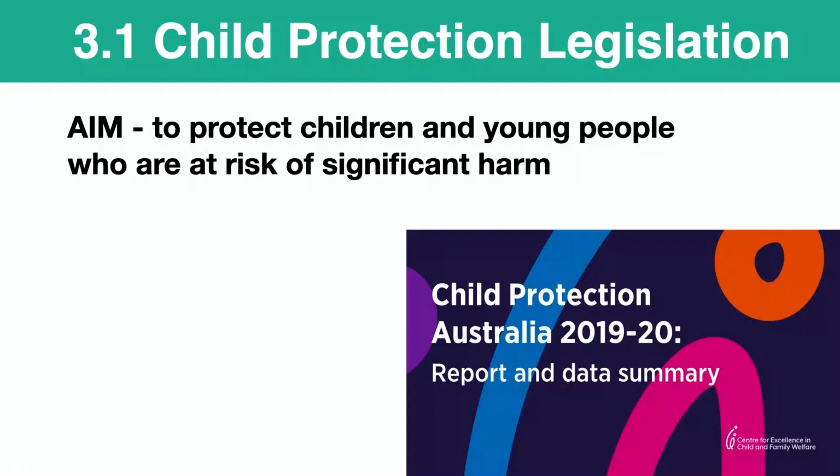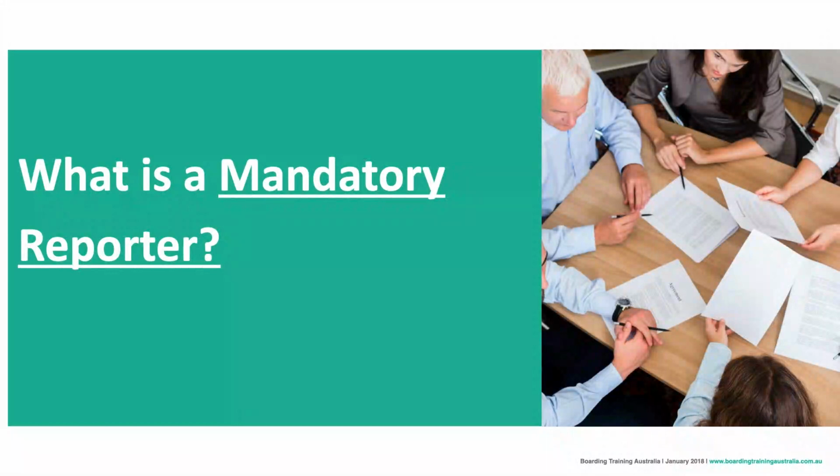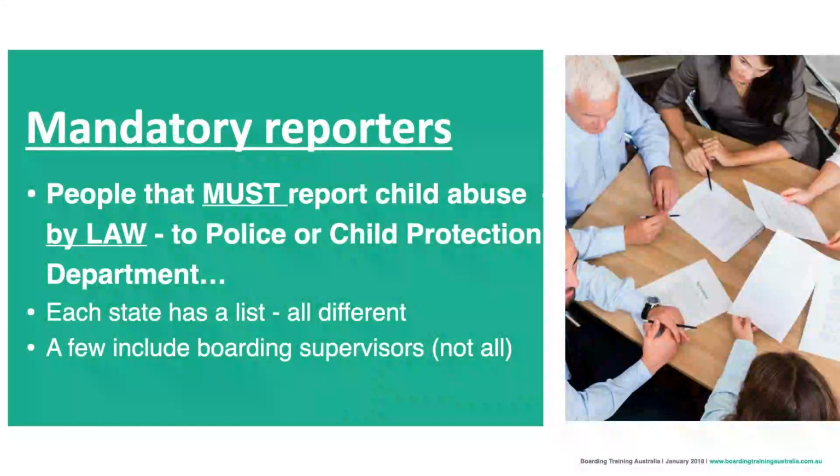Let's take a look now at the child protection legislation we have in Australia. The aim of this legislation is, of course, to protect children and young people who are at risk of significant harm. And under the legislation that we have around Australia, there are certain people who are called mandatory reporters who must, by law, report any awareness of child abuse to the police or child protection department.